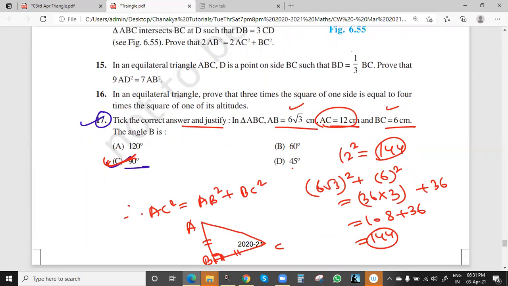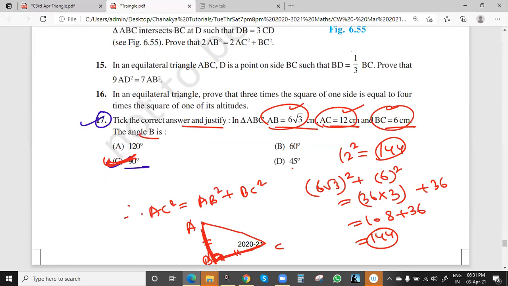So directly we can first check that the square of the third side, that is the longest side AC, the hypotenuse, is equal to AB squared plus BC squared. If it is equal, then this triangle is a right angle triangle. That means B will be 90 degrees. So we only have to find option B. So B will be 90 degrees.